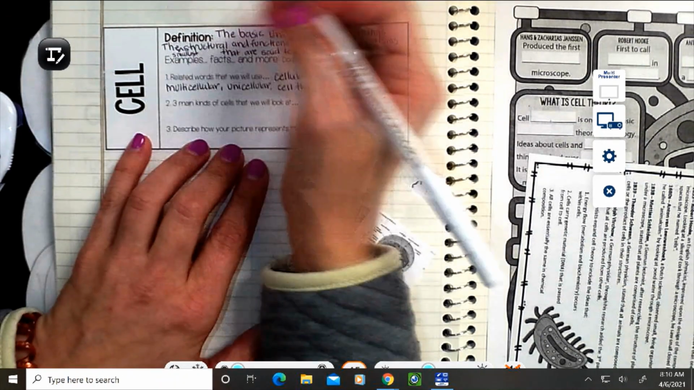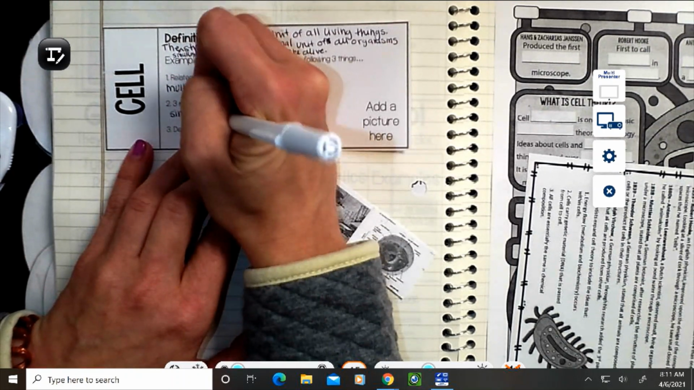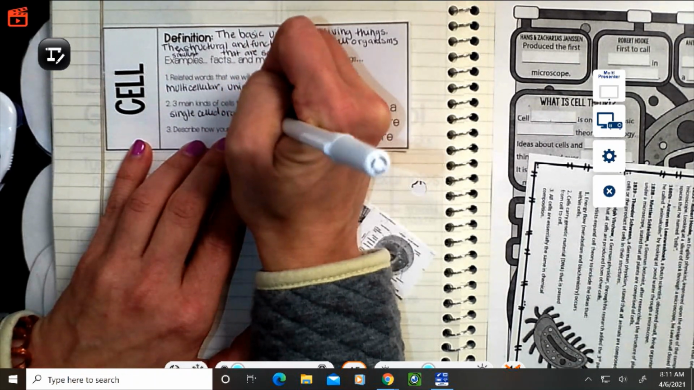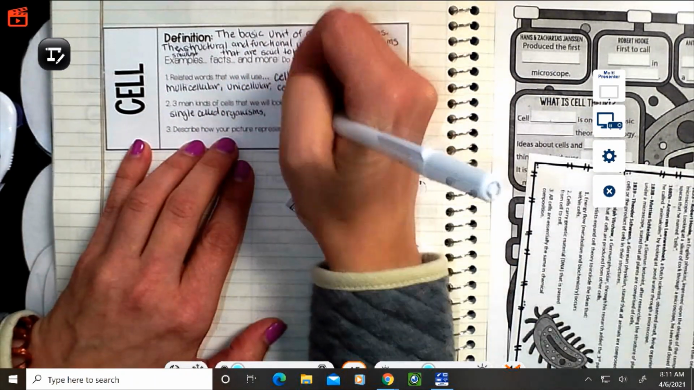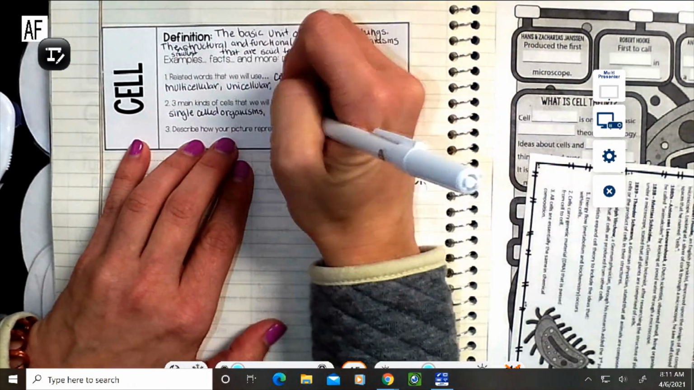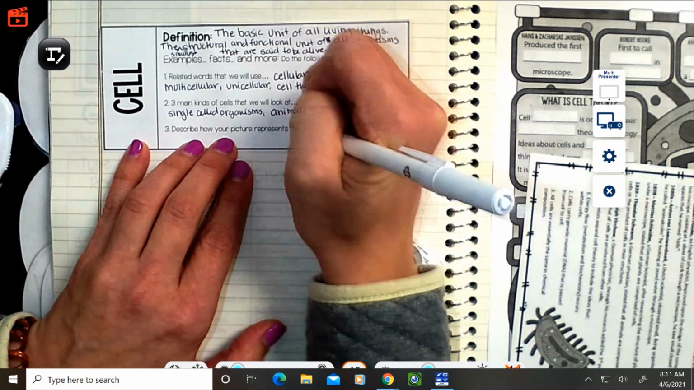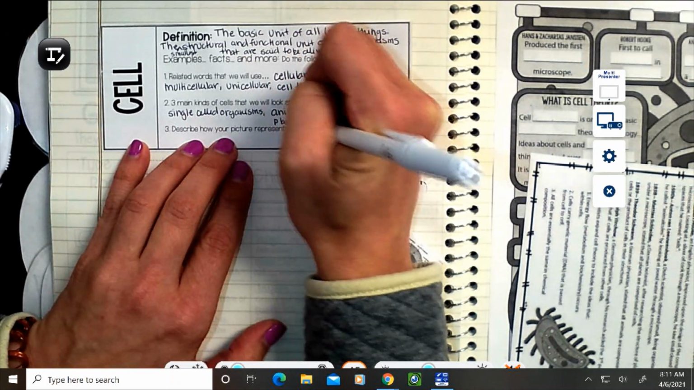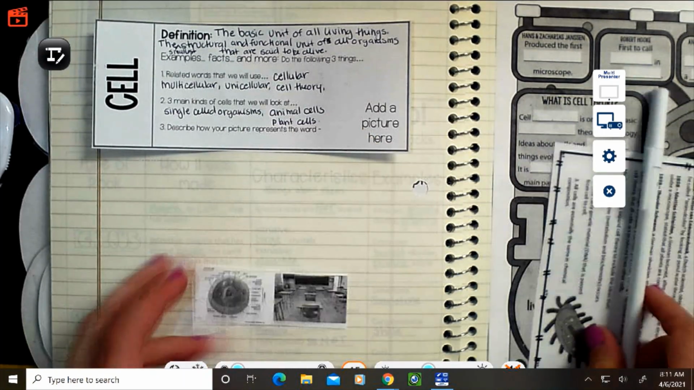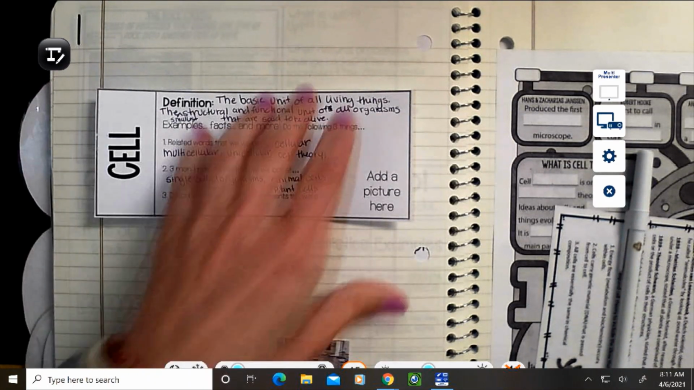And the 3 main kinds of cells we're going to look at are single-celled organisms, so those are going to look different than the cells in an animal cell or a plant cell. Animal cells, plant cells. Okay, so we have 2 pictures. So you're going to want to get that glued in, and then we'll put the pictures on because the pictures are going to take up too much room.